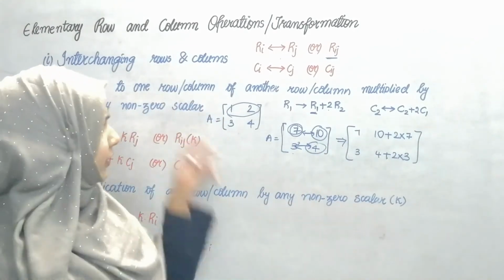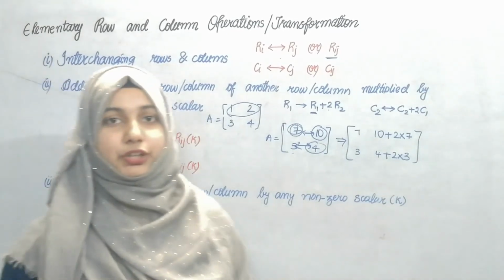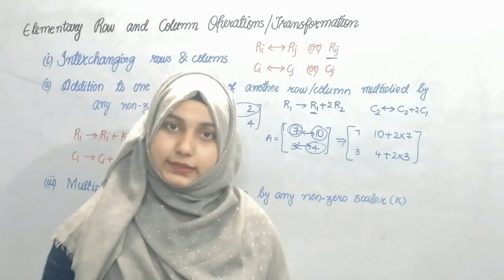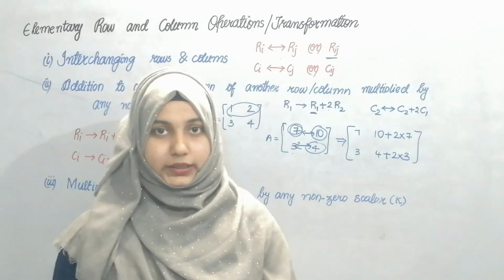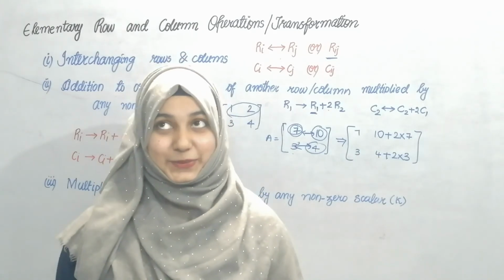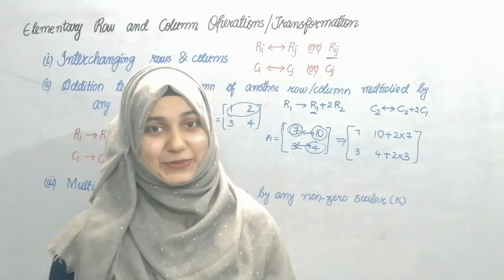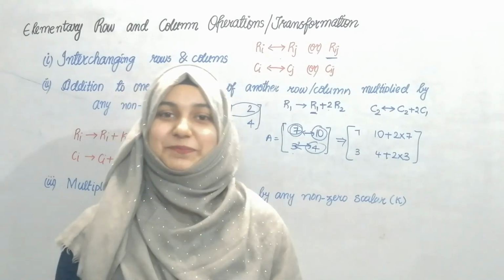Clear? Easy, right? So this was all about the elementary row and column operations. In the next video, we'll see what is rank, okay, and how to find it. I hope it was easy and you understood this. So that's it for this video. Thank you.